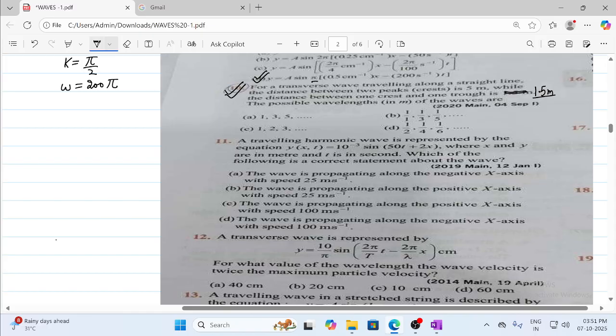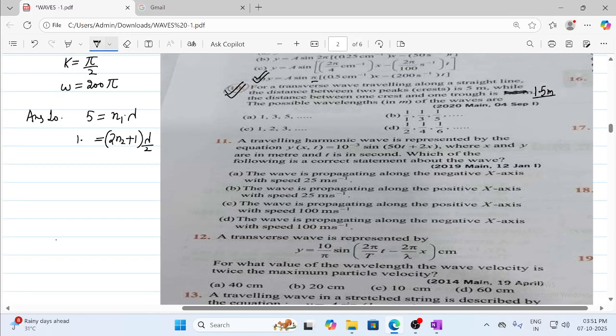The distance between two crests, if I am talking about two crests, will be in terms of lambda, so I will take n lambda. So 5 meter is going to be n1 lambda, because we have to use n again. The distance between one crest and one trough is going to be (2n2 plus 1) lambda by 2, which is equal to 1.5. If I divide them, you will get 10 by 3.